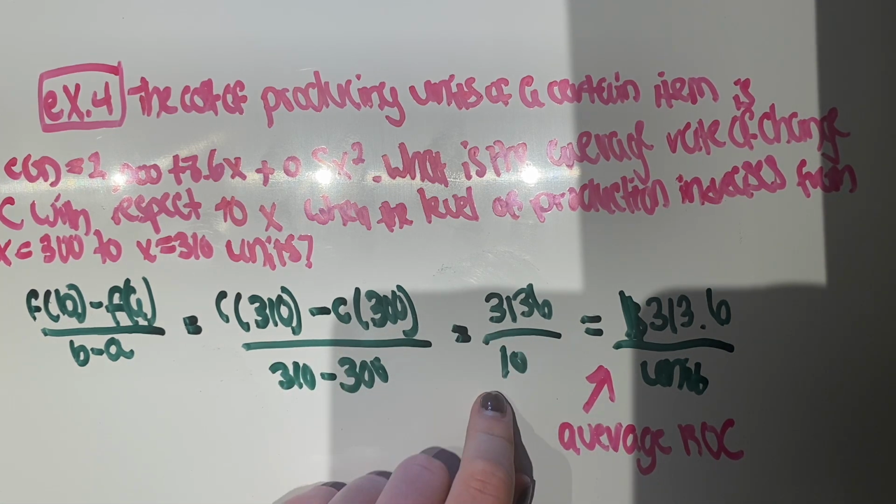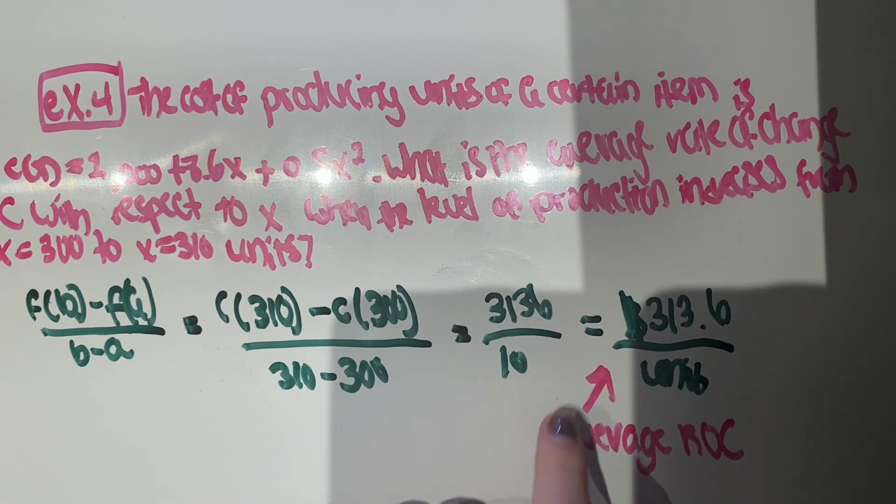And that's going to equal 3,136 over 10, which is a simplified version of these functions. And then simplified even more, 3,136 divided by 10 is equal to $313.6 per unit. So that is the average rate of change.